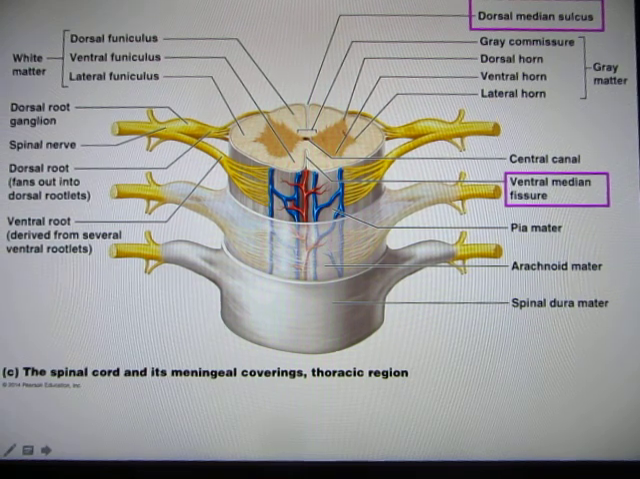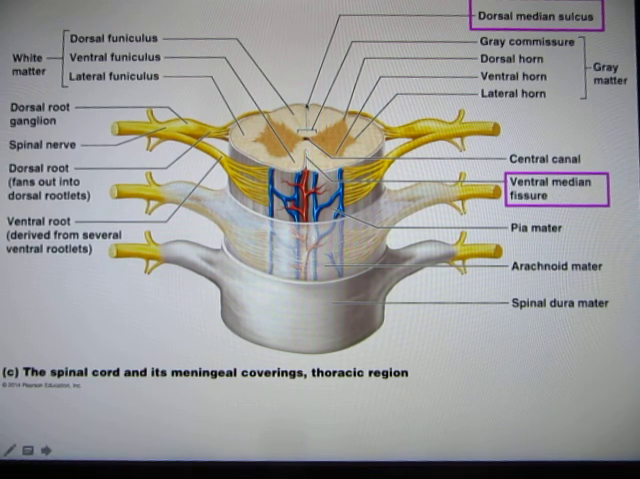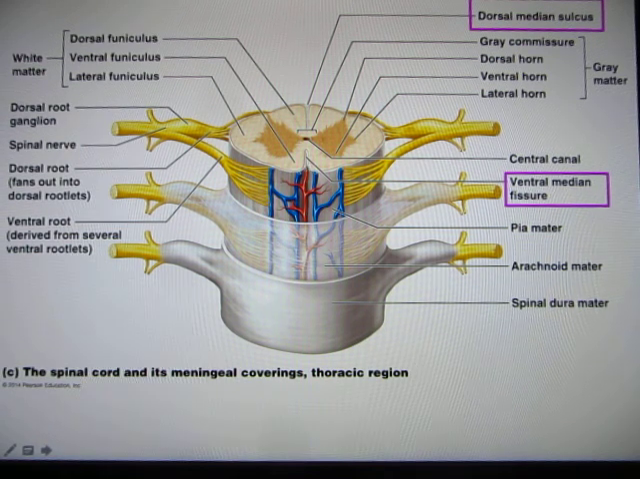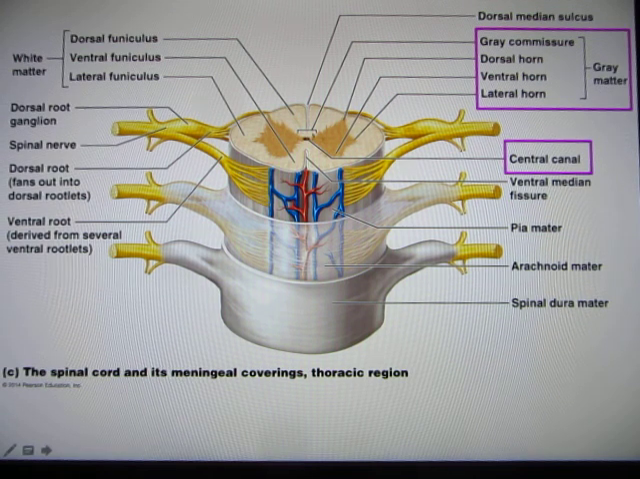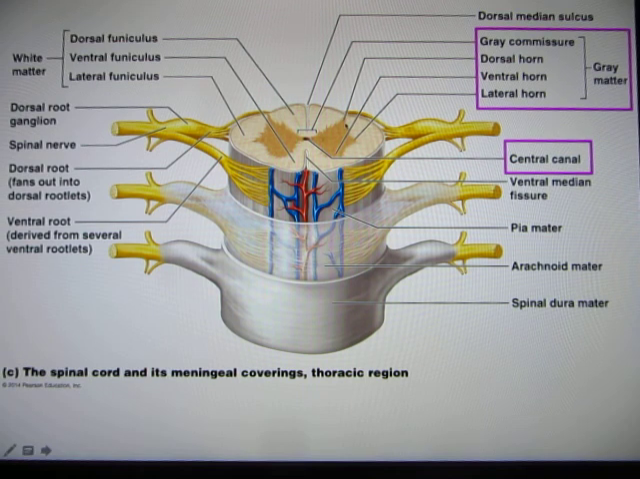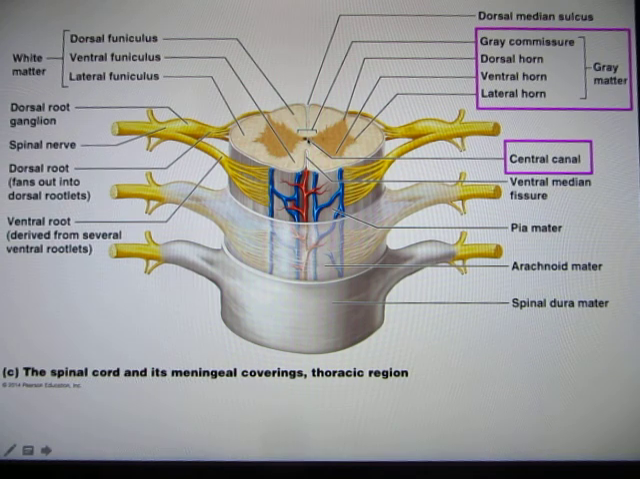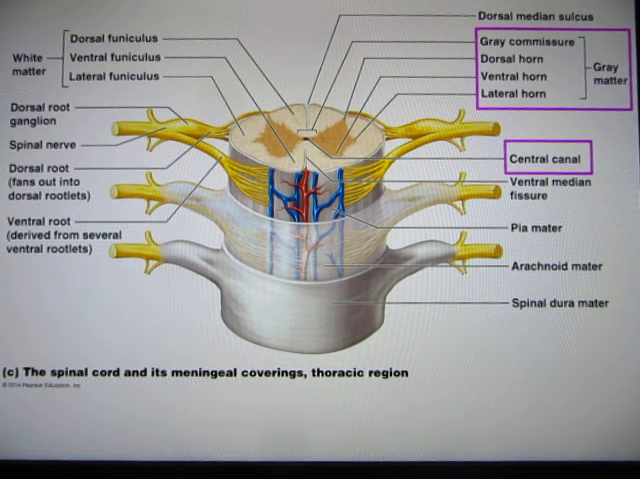And this is your spinal cord structure. So in the posterior part, you have the dorsal median sulcus. In the anterior part, also called the ventral part, you have the ventral median fissure. Now let's look at the gray area. So the inside is gray. You have 3 horns: the dorsal horns, the ventral horns, and the lateral horn. And the opening in the center is called the central canal. And you have CSF.